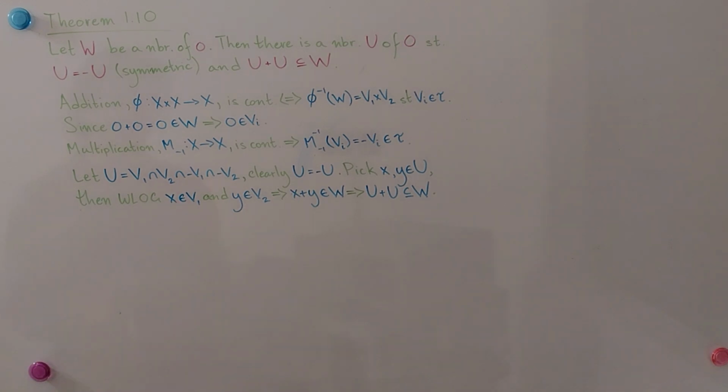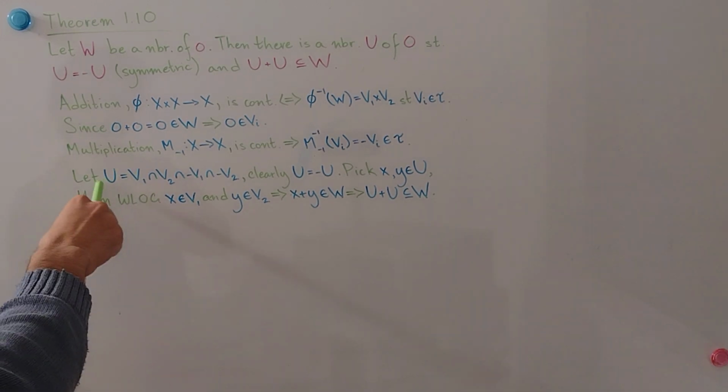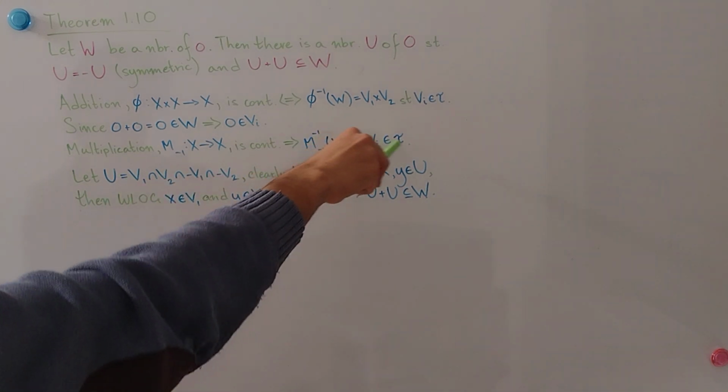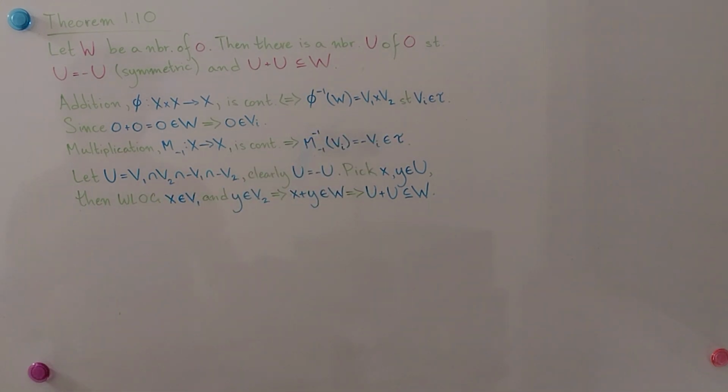And of course, we get that U is a neighborhood of 0 because we have this intersection of open sets. Right? These are all intersections of elements inside the topology, and they all also contain 0. So it's open, and it contains 0, so U is a neighborhood of 0.